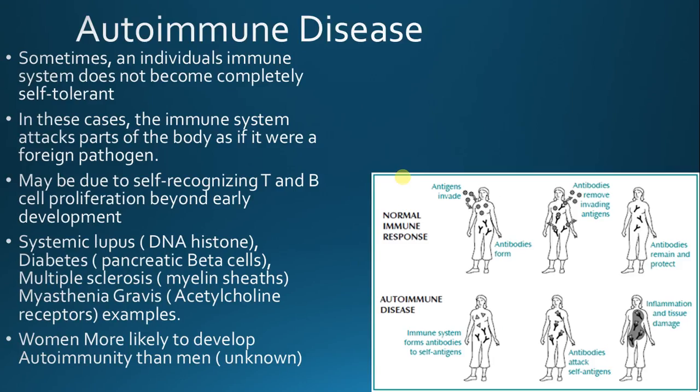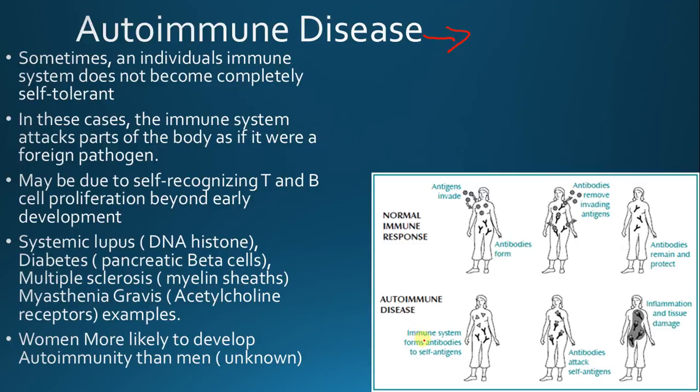Lastly, I want to talk about a subject called autoimmune diseases. So sometimes, like I foreshadowed, an individual's immune system isn't completely self-tolerant. Sometimes it thinks part of your body is a foreign invader, and it will be active against parts of your body. So for example, in this case, the immune system attacks part of your body as if it was a foreign pathogen. So normally, an antigen invades, your antibodies produce and kill the invader, and antibodies remain to protect you.